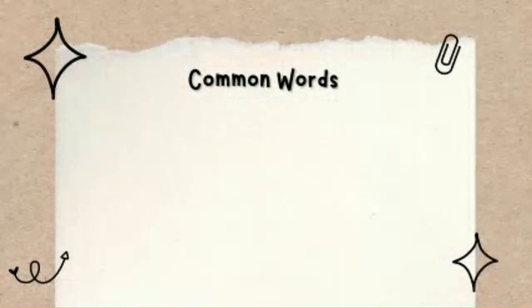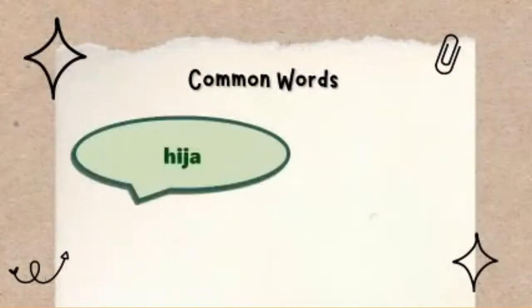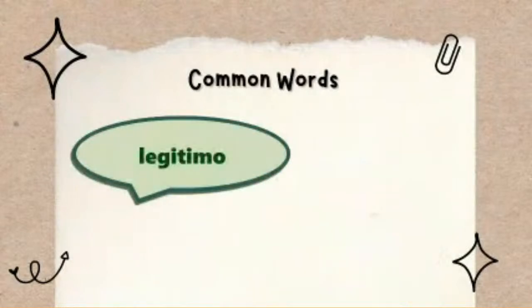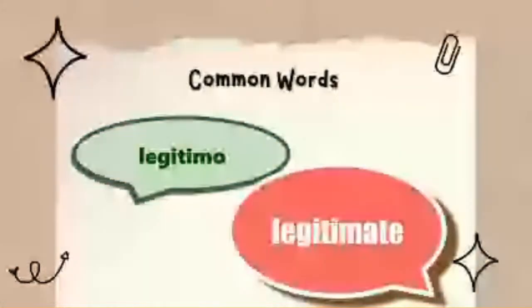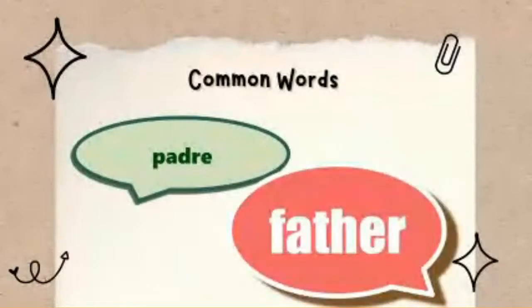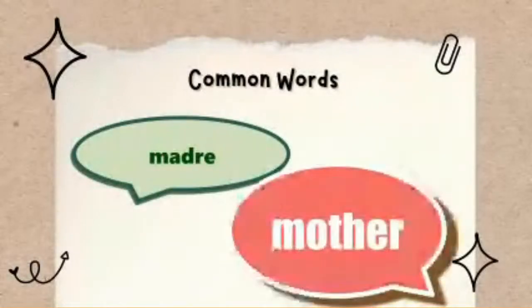Before we look at the individual records, let's take a look at some of the common terms you will frequently see. Hijo, son. Hija, daughter. Legítimo, legitimate. Padre, father. Madre, mother.